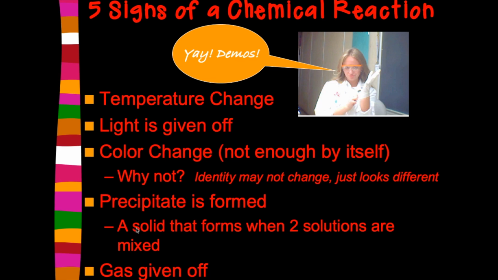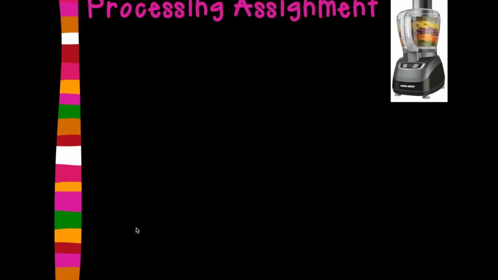Anytime we do a lab, anytime you observe some type of experiment or thing happening in your world, you will know that it's a chemical reaction or a chemical change because of these 5 things, one or more of them happening.